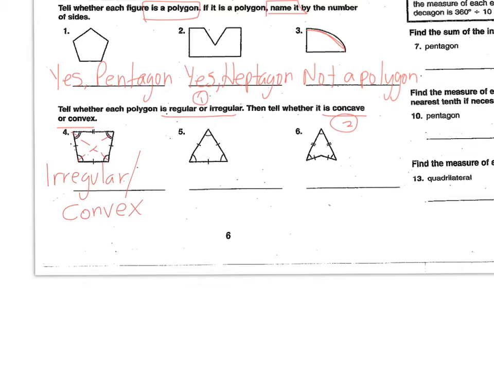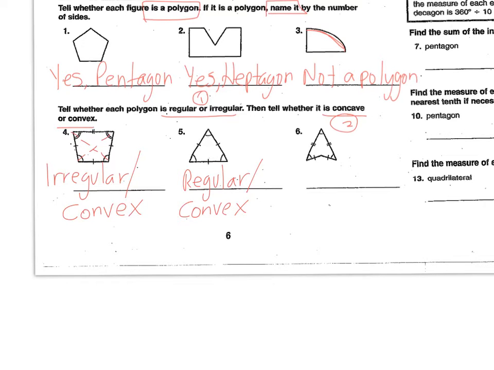How about number 5? Regular or irregular? Regular. This is regular because all what? All sides congruent and all angles congruent, right? Okay, how about concave or convex? Convex. Even though here we don't have a diagonal, it's not caved in.